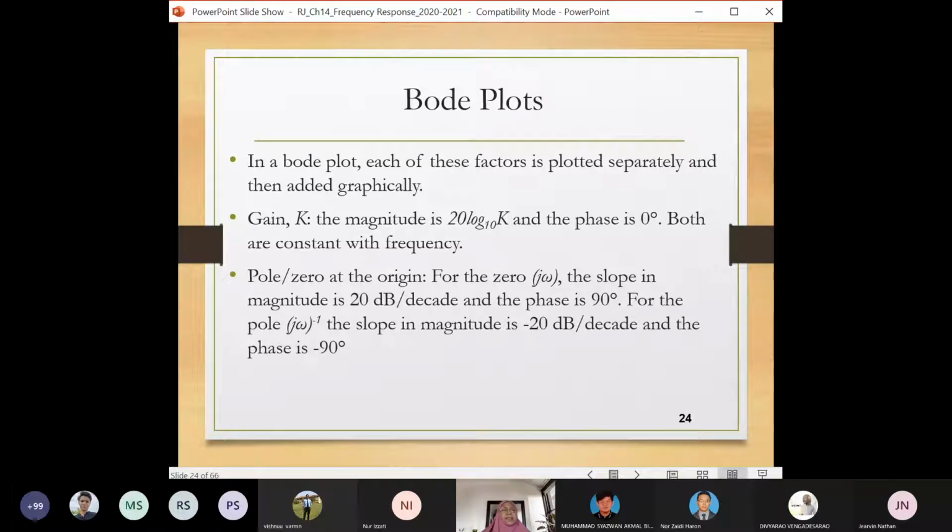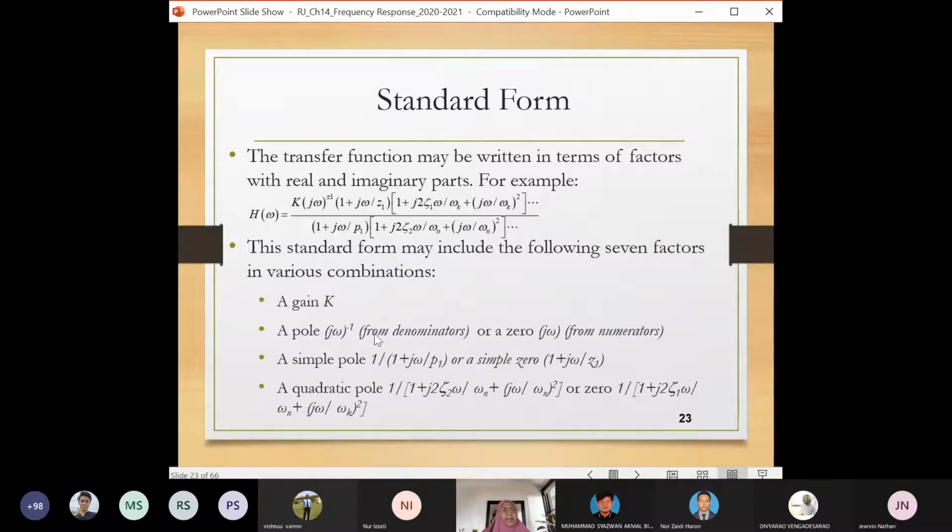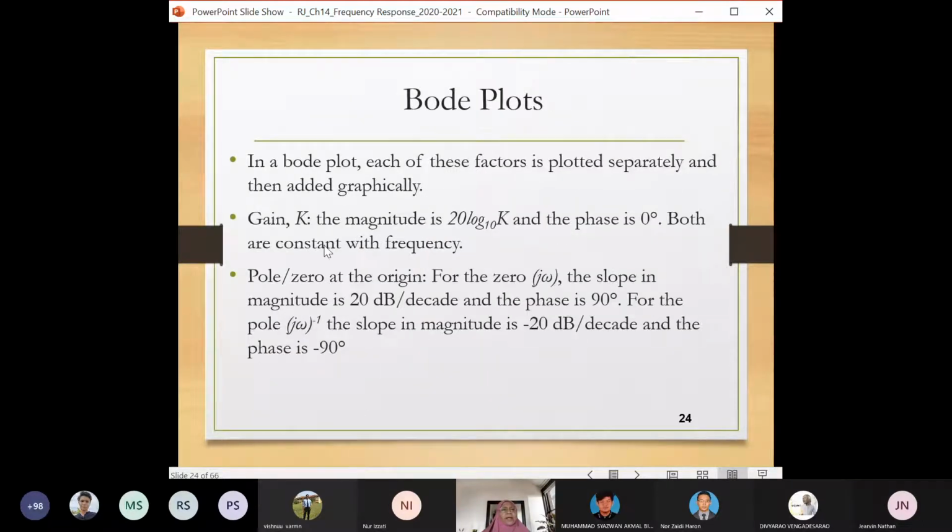So these are the 7 characteristics: gain K, poles, simple pole, quadratic poles. The gain K is written as 20 log10 of K, and the changing slope of the poles and zeros: zero is positive 20 dB per decade, whereas poles is negative 20 dB per decade.